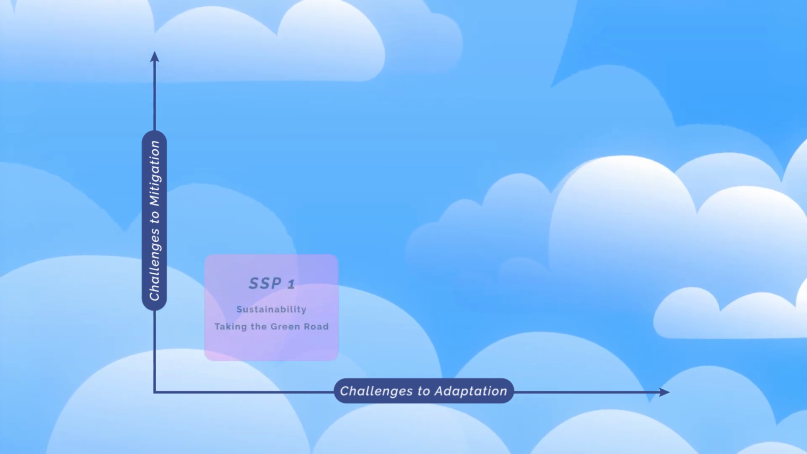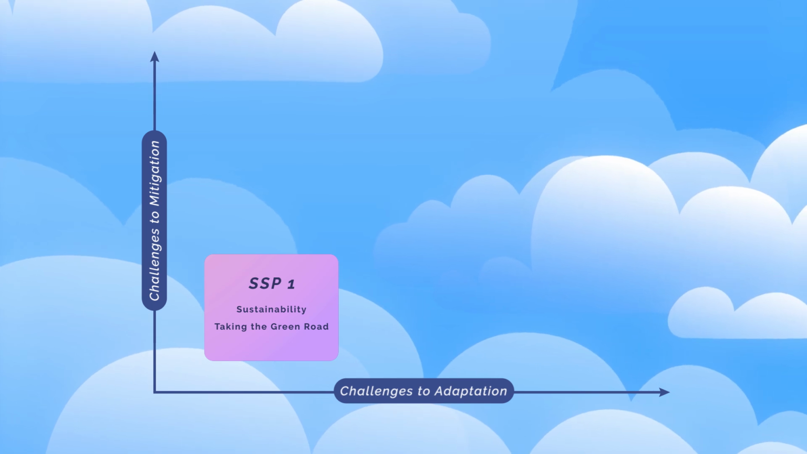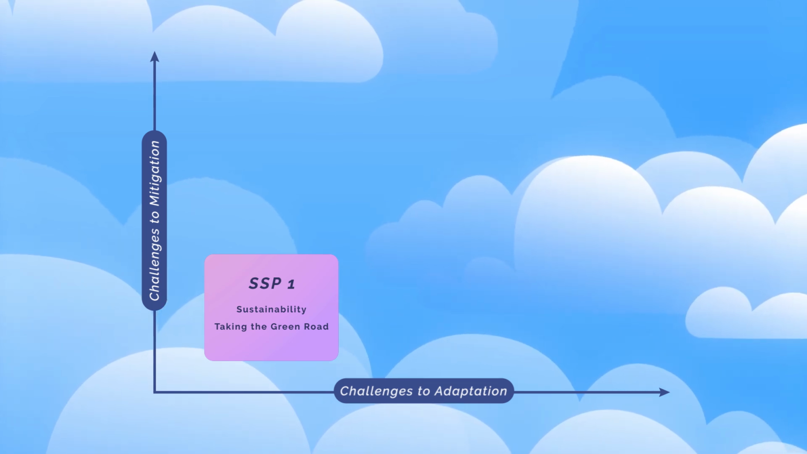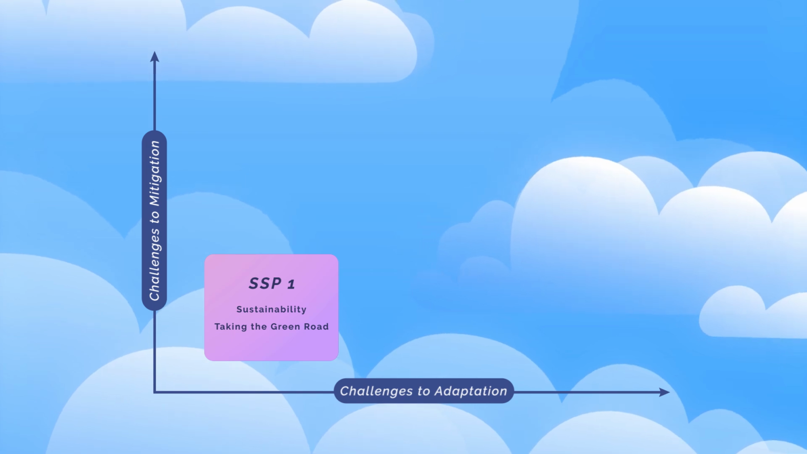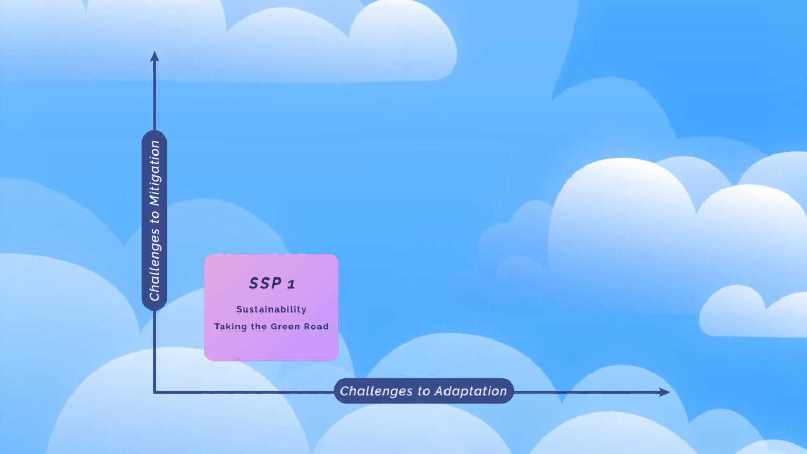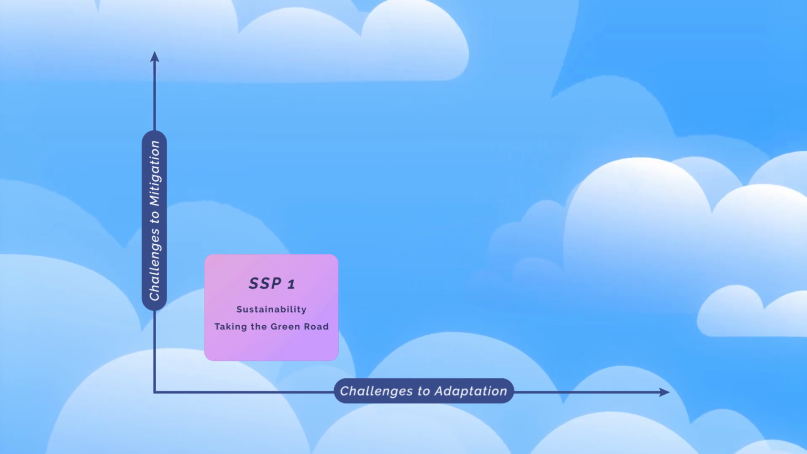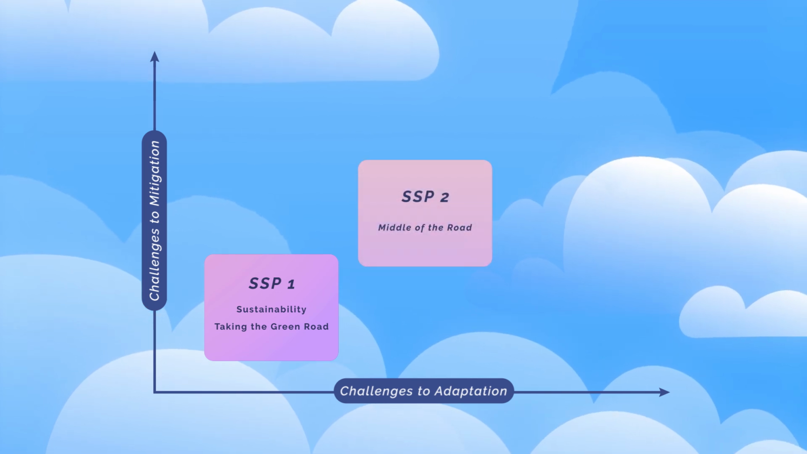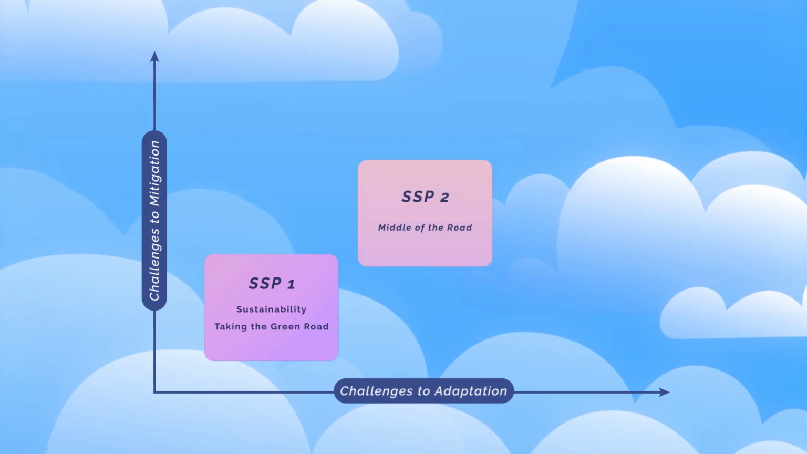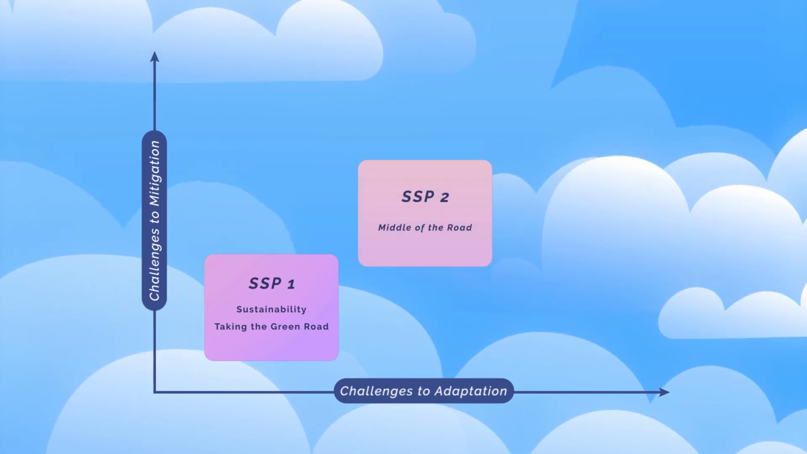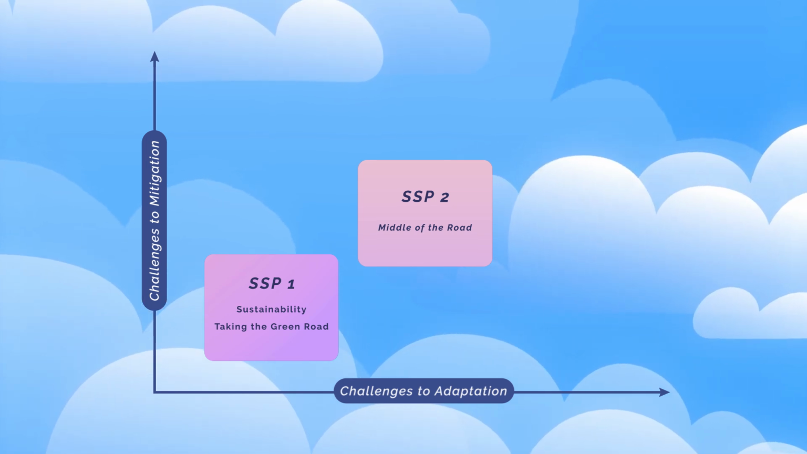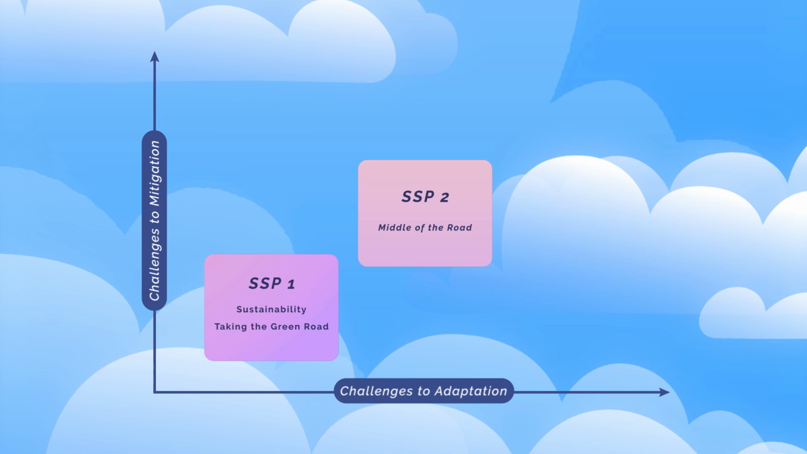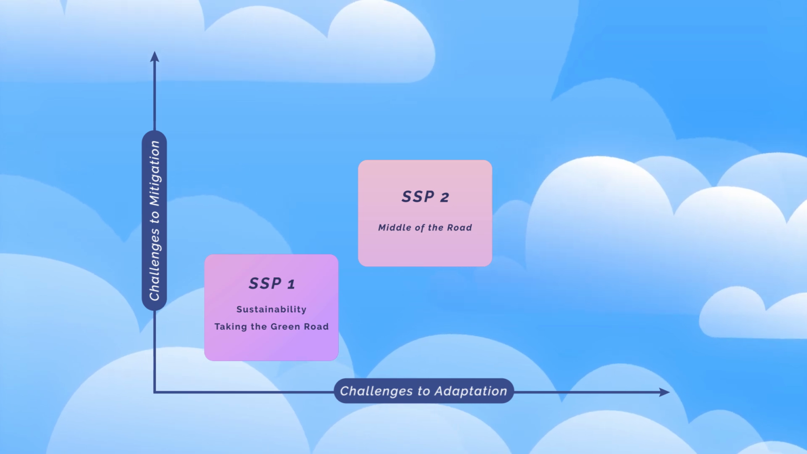SSP1, Sustainability. In this pathway, there are few challenges to both mitigation and adaptation. Policies target human well-being, clean energy, and preserving the natural environment. SSP2, the middle of the road. In this pathway, there are moderate challenges to both mitigation and adaptation. This storyline follows a path of balanced energy development.